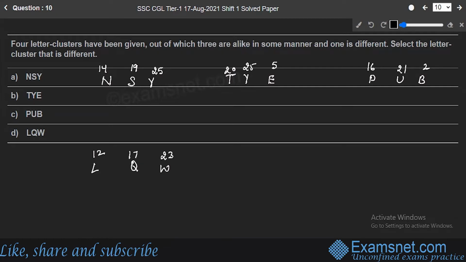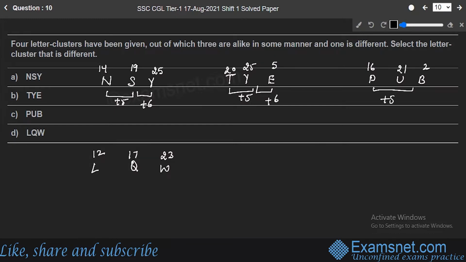See, if I'm working on this, then I'm trying to see the logic. If I'm moving from N to S, I'm adding a 5. If I'm moving from S to Y, I'm adding a 6. Same in TYE, I'm adding a 5, and then E. So after Y, I have 26, like Z. 26, 1, 2, 3, 4, 5. So this is, I'm adding a 6.